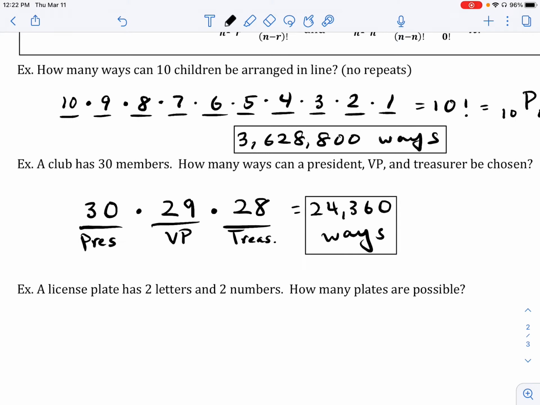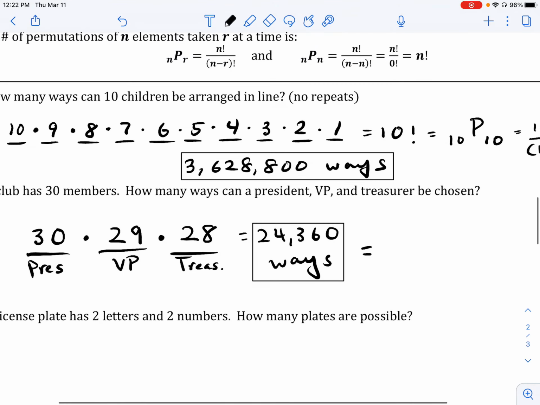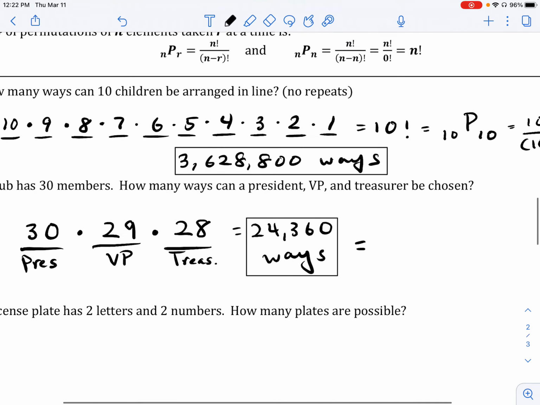Members that we have available. Now again, if we're looking at this in terms of nPr, how would we set this up? We've got 30 members to choose from. That's our n value. And what is our r? We want to choose 3 officer positions from the 30 members that are available. So this would be 30P3.